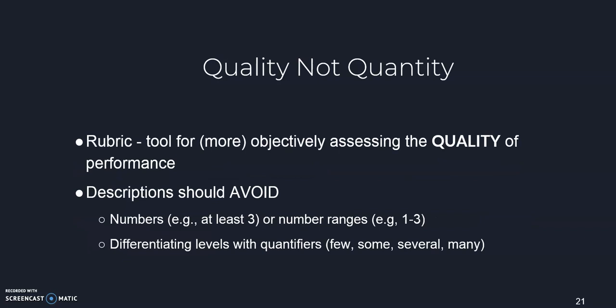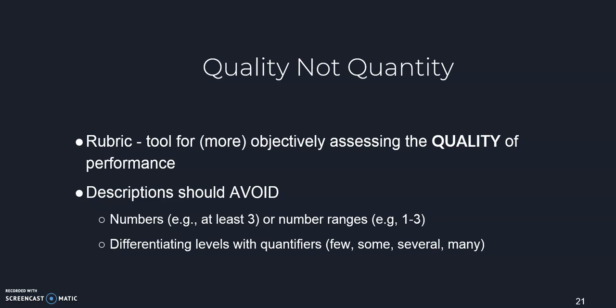And because rubrics are a tool to measure the quality of performance, the descriptor should avoid numbers such as at least 3 or number ranges like 1 to 3. Like the student will have between 1 and 3 errors in their paragraph. That's a measure of quantity, not quality.